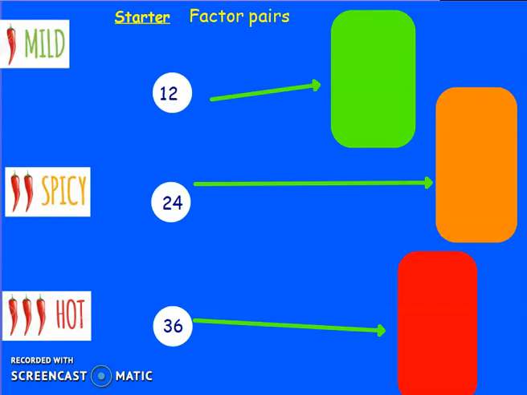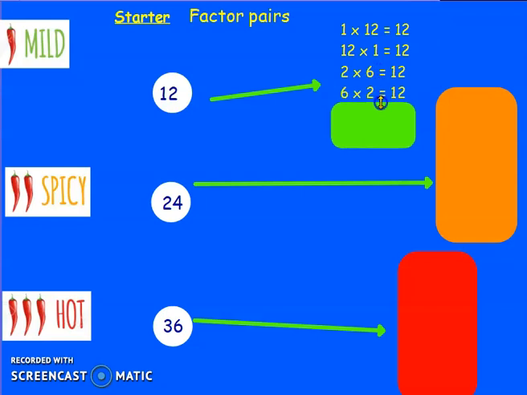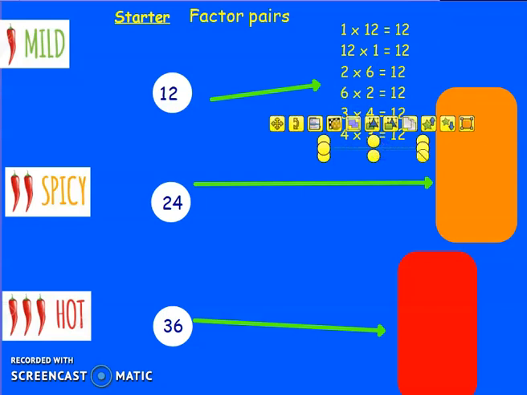Welcome back, Year 4. Let's see where we got to. So, how can we make 12? 1 times 12, 12 times 1, 2 times 6, 6 times 2, 3 times 4 and 4 times 3. Did you get those factor pairs? Well done if you did.